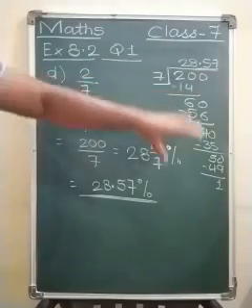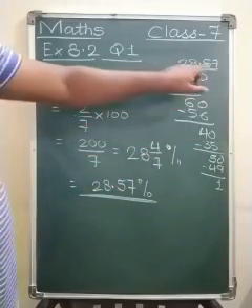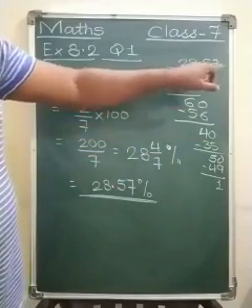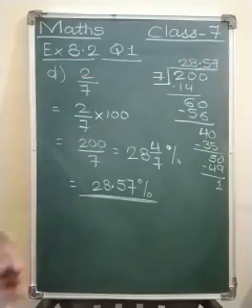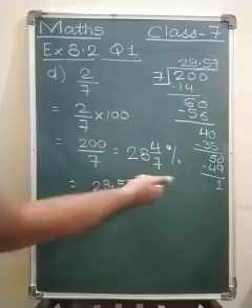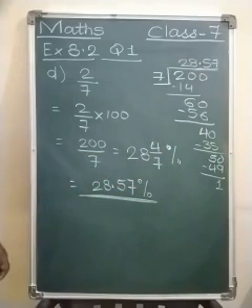So if any question comes in the examination, you can solve up to 2 decimal places. Okay, it can be accepted, or you can simply write your answer in a mixed fraction form. Okay.